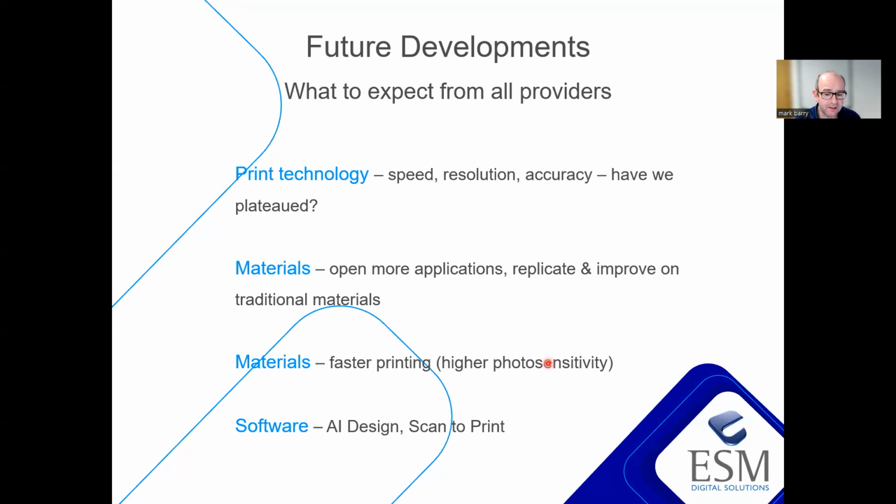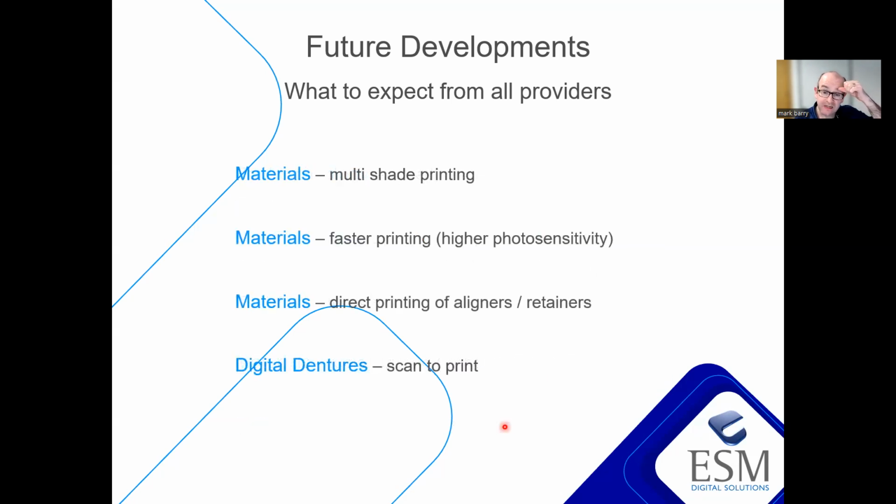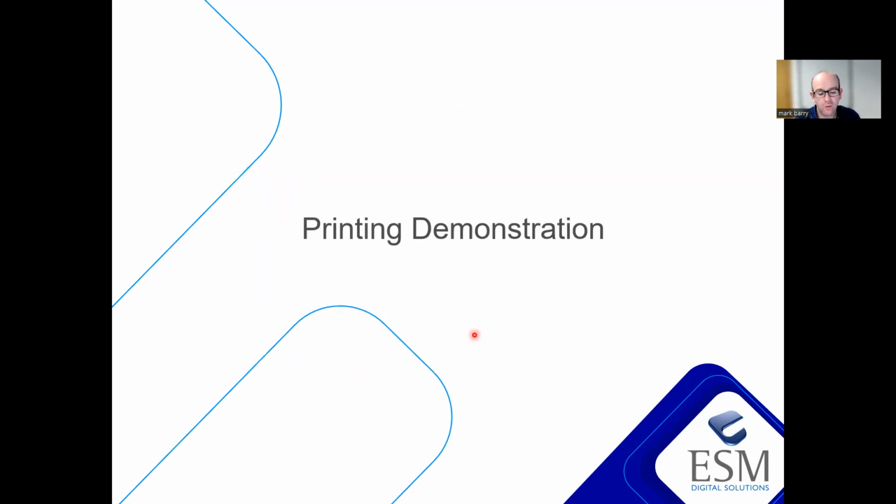And then software, a lot of it is in software. So we already see some AI design solutions coming through. If you have a bit of the idea where we can do a scan and hit print within the scanning software, and it will push out to the printer directly, or maybe with just one or two clicks. We're seeing a lot of progress in that area as well. Materials, some interesting stuff happening with multi-shade printing. Materials, direct printing of aligners, retainers, yes, on digital dentures, scan to print. There's a lot in between in terms of design, but we're getting there.